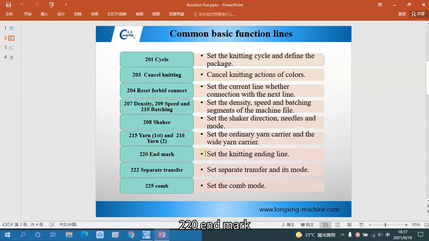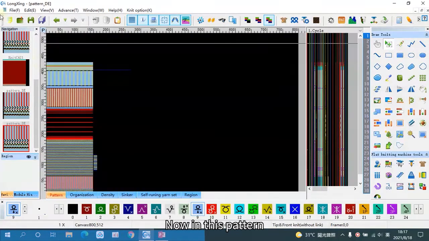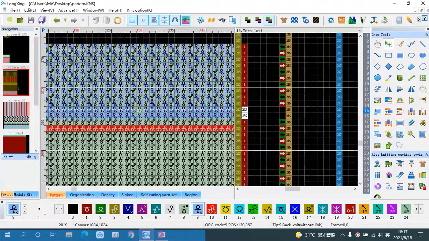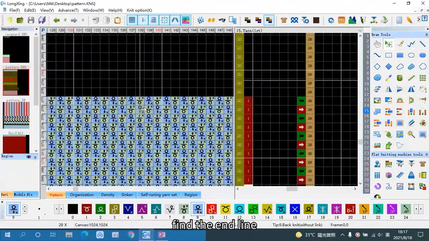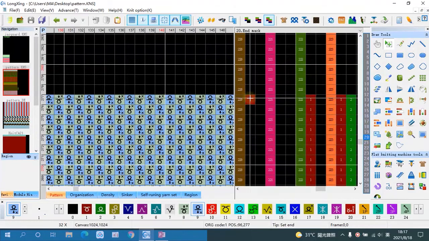220 end mark. Set the knitting ending line. The ending line must be filled in each pattern. Now, in this pattern, find the end line. Now you can see there is an end mark.